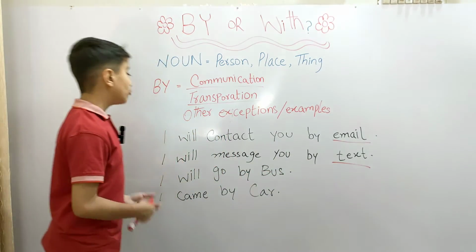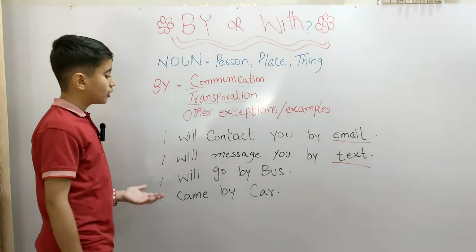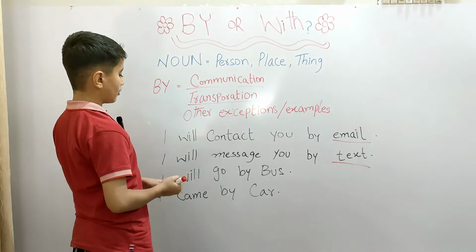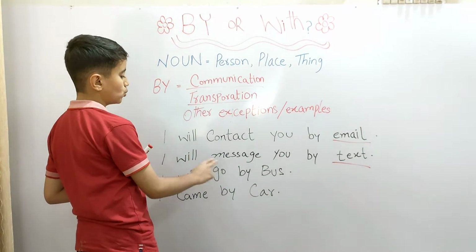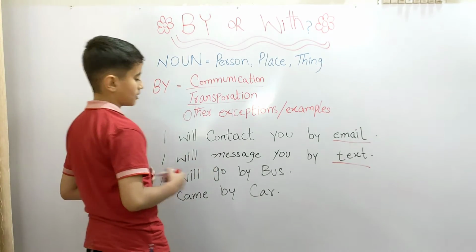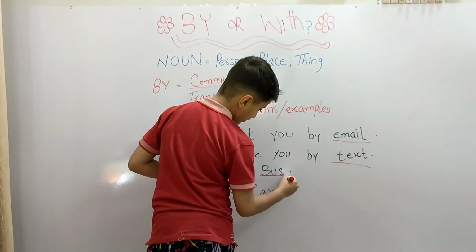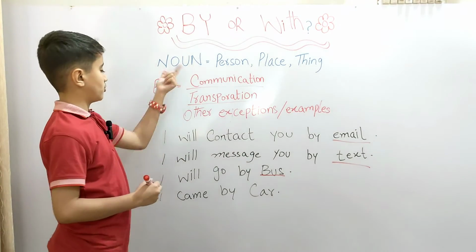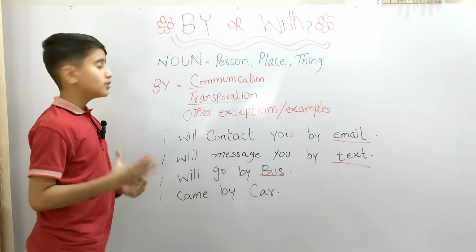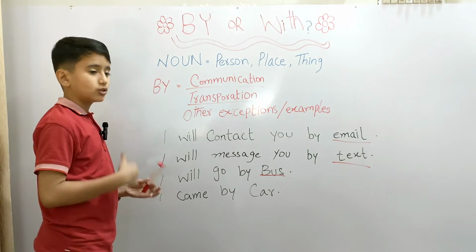That is correct. Now we have also transportation. I will go home by bus, or I will go by bus. You can also use words like, I will go to school by bus, or I will go home by bus. What is here? We have bus. What is bus? Bus is a way of transportation, which is also a noun. So it doesn't mean that it only has to be some things.